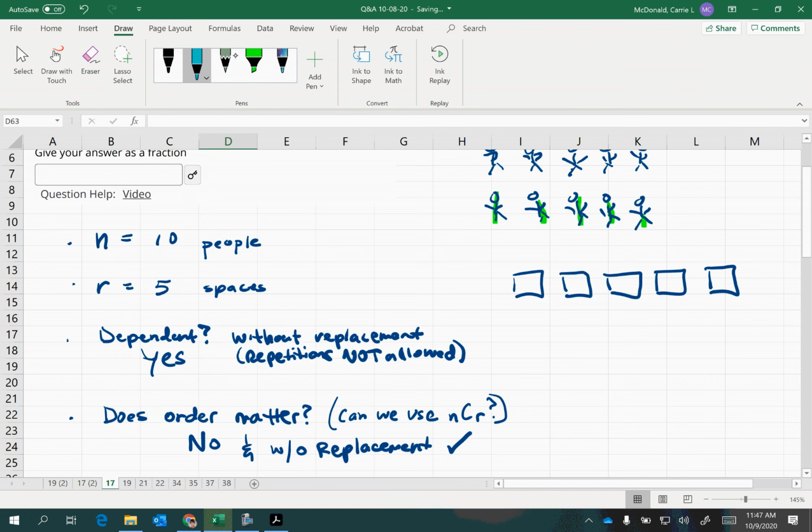The combinations formula is nCr equals n factorial over (n minus r) factorial times r factorial. Remember, factorial means that you multiply all the way down to 1. So let's put in our numbers here. We have 10 and 5. So filling in, we have 10 factorial. Then n minus r would be 10 minus 5, which is 5 factorial. And then r factorial is 5 factorial.